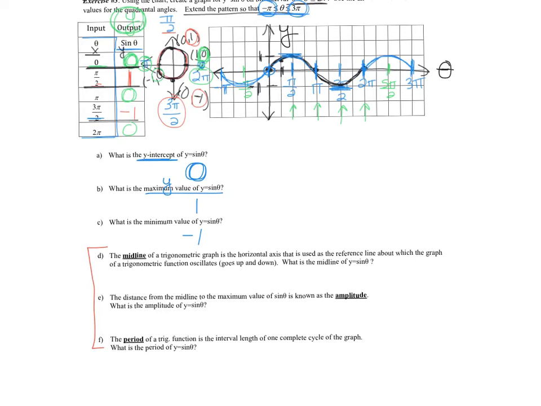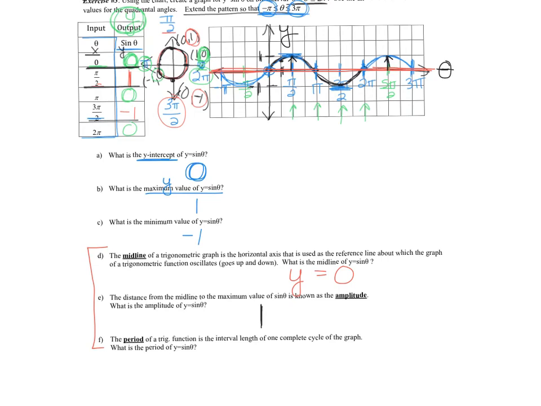So the midline of the trigonometric graph is the horizontal axis that is used as the reference line about which the graph of the trigonometric function oscillates, or goes up and down. So if I look at sine of theta, this is that midline, and that midline just has the equation y equals 0. The distance from the midline to the max value, okay, so any of these bumps from the middle to the high is known as the amplitude, and so the amplitude of sine of theta is just 1.